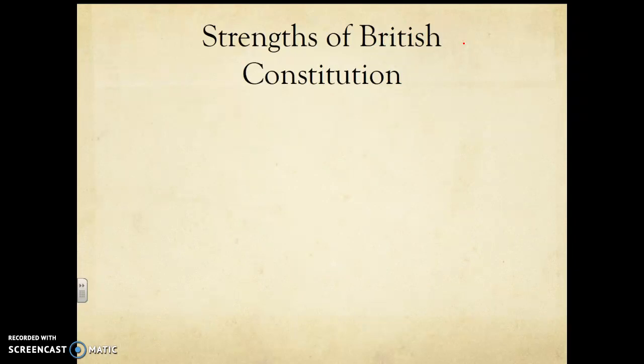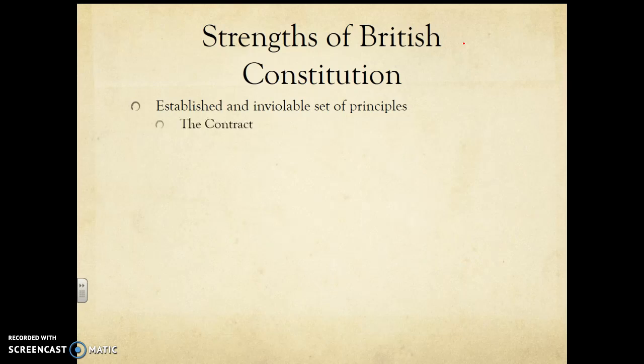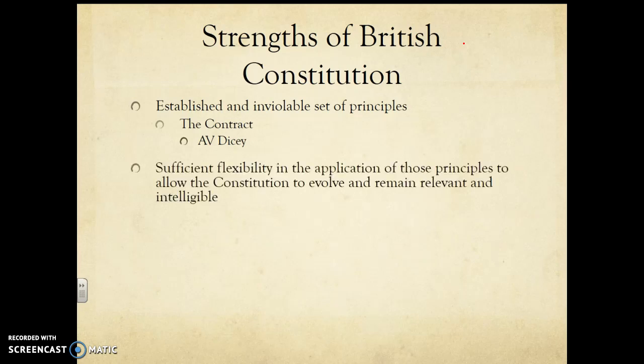Now, I've left myself with 3 minutes to cover what is possibly the single most important idea that we're going to look at here. And that is the strengths of the British Constitution. Over a process lasting many, many years, I have essentially boiled this down to 3 key ideas. The first is that it is established by a clear set of inviolable principles. It's predicated on those 5 principles as articulated by Dicey and his idea that they arise not from the declarations of the rulers, but from decisions from the mists of time. The second strength is that there is sufficient flexibility in the application of those principles to allow the Constitution to evolve and remain relevant and indeed intelligible.